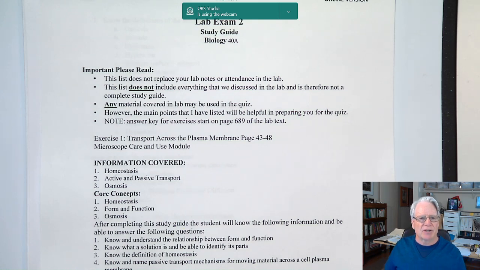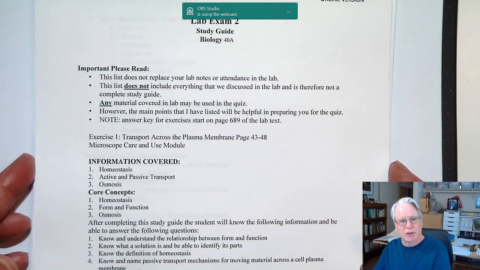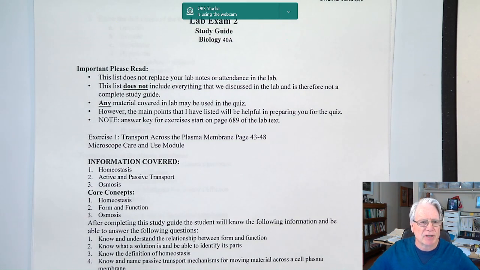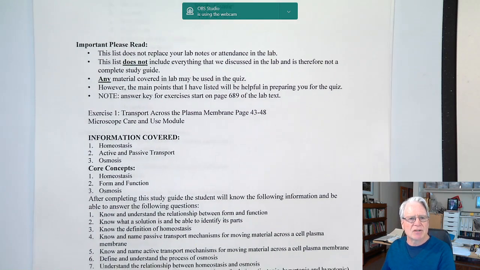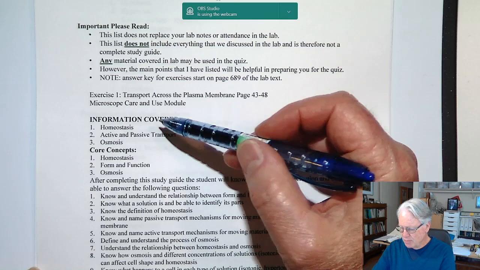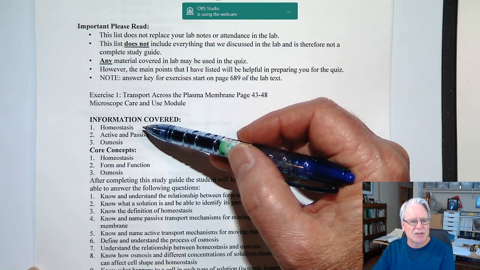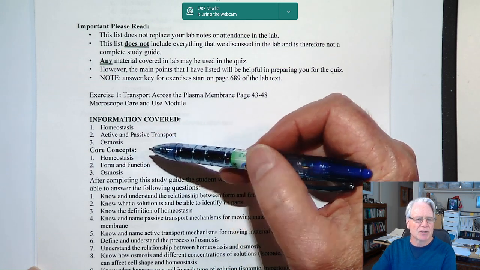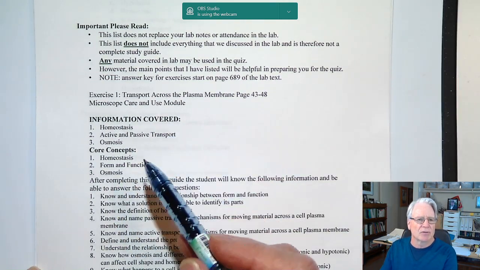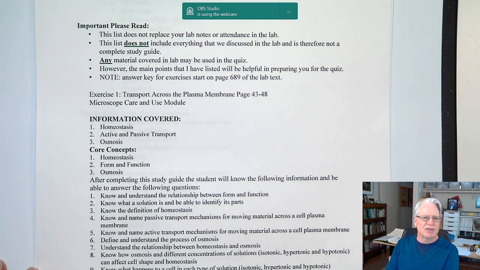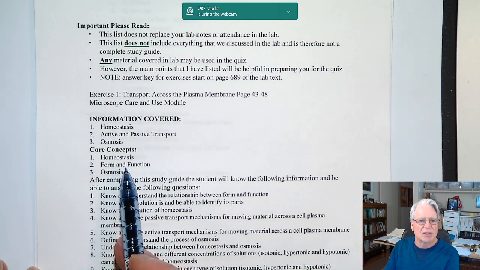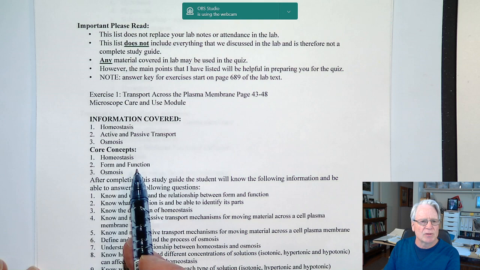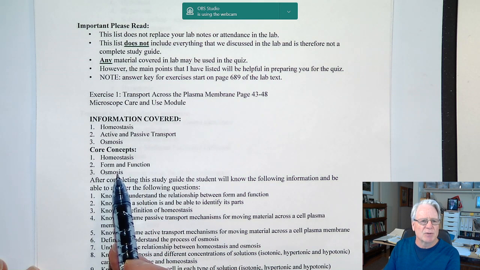Let's quickly go through and see where we're going in this presentation, what areas we're going to cover, what concepts we need to know. So at the very beginning in this study guide, you can see that we're going to cover this concept of homeostasis. We'll talk about active and passive transport and osmosis. The core concepts that this whole lab is designed around are, again, homeostasis and this idea of form and function, which we talked about, and osmosis.